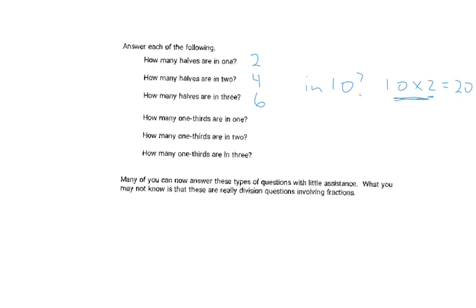Let's see if the same pattern holds through with thirds. How many 1/3 are there in 1? If I were to take 1 and split it into thirds, you can see that there are 3 of them. So how many 1/3 are there going to be in 2? Well, there's going to be 3 times 2, 6 of them. And how many 1/3 will there be in 3? We'll see that there are 9 of them.